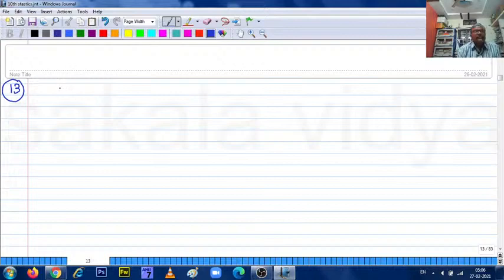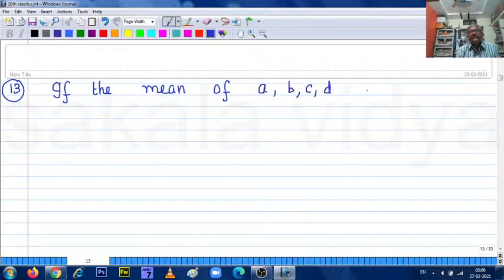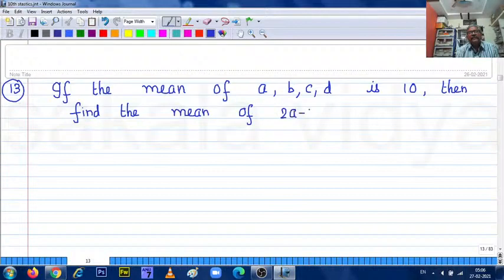Next question. If the mean of a, b, c, d is 10, the mean of 4 observations is 10, then find the mean of 2a minus 1, 2b minus 1, 2c minus 1 and 2d minus 1. So here two types of observations were given.